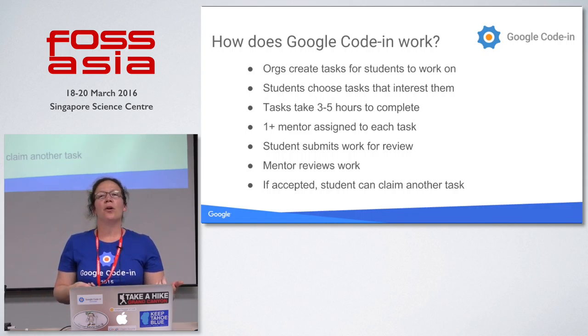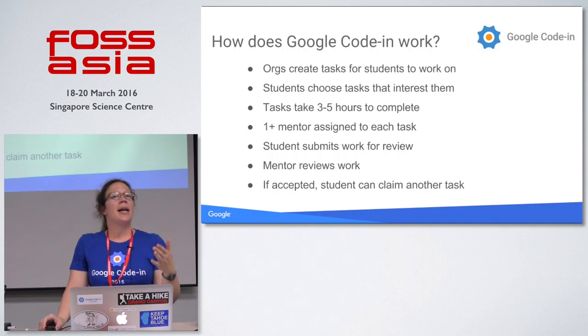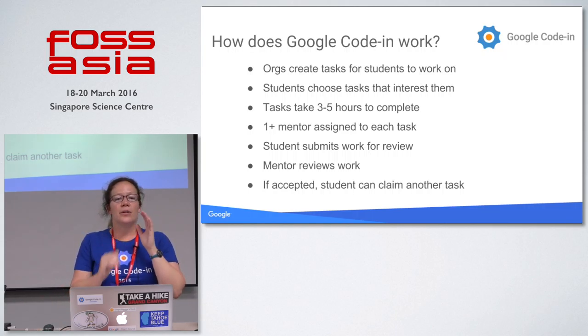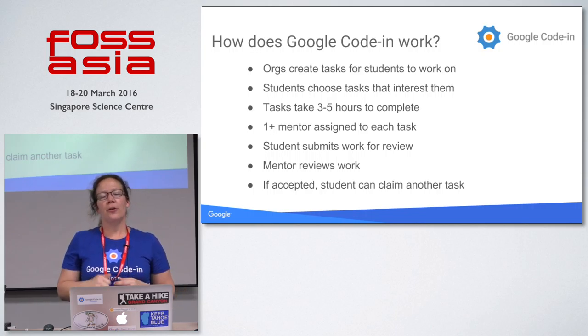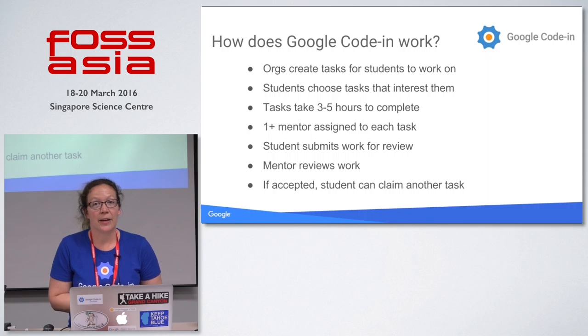So to continue with the workflow, the student selects a task that looks interesting to them. No one's assigning a task to you. You get to choose the task that you want. You choose it, you work on it, you submit it for review. If it looks good, the mentor says, wonderful, it's been accepted, approved. You can move on and complete another task if you want to.